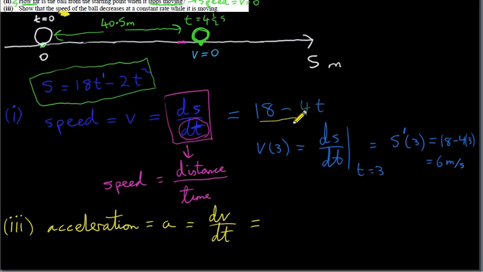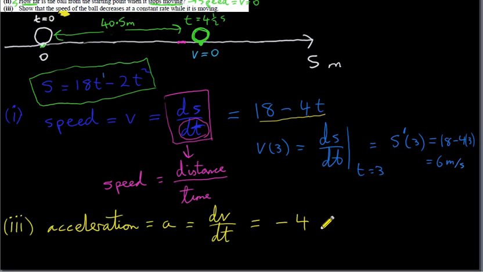So we have to differentiate this function here. If we differentiate 18 with respect to t, we get 0. 18 is just a constant. It doesn't change when time changes. If we differentiate minus 4t with respect to t, we get the number in front of t, which is minus 4. So this is the acceleration. Notice that it does not depend on t.